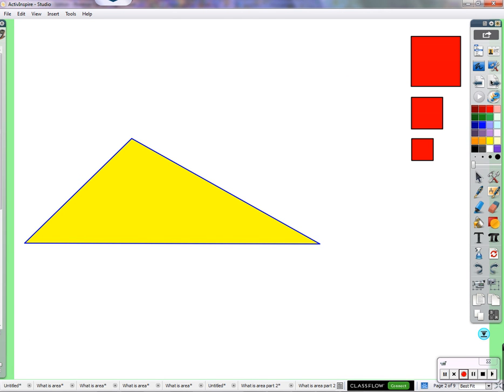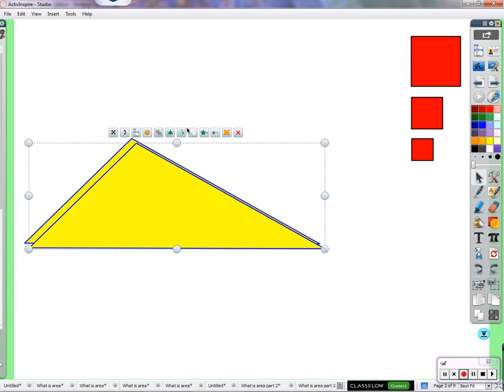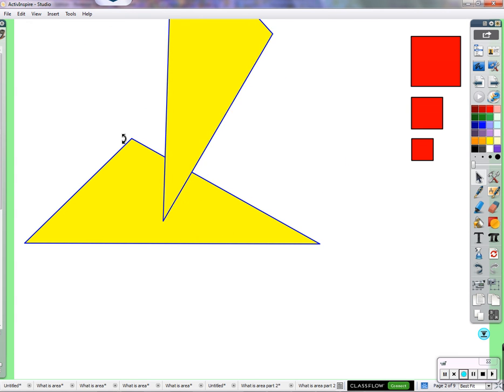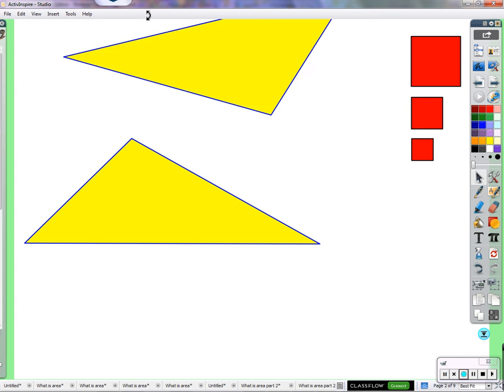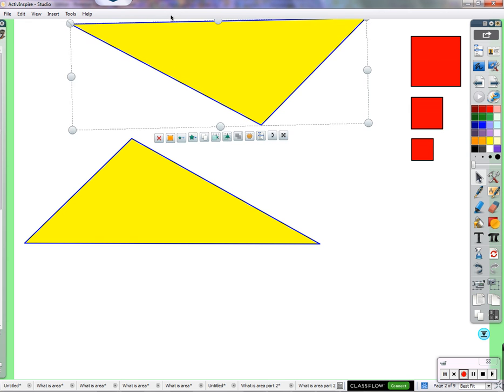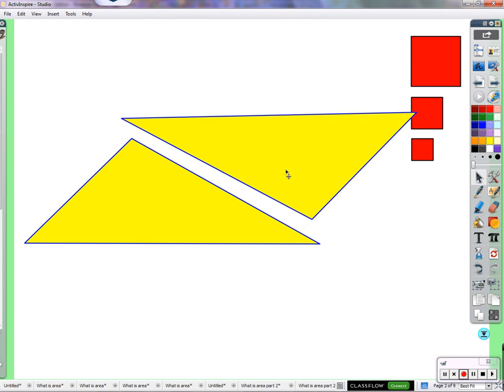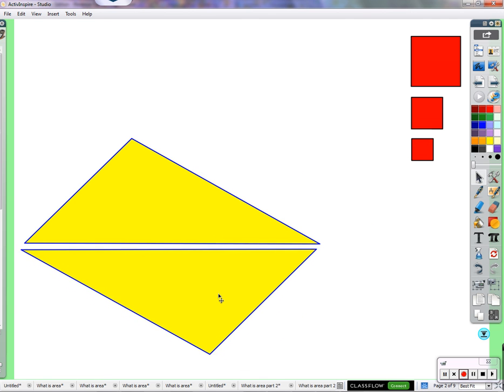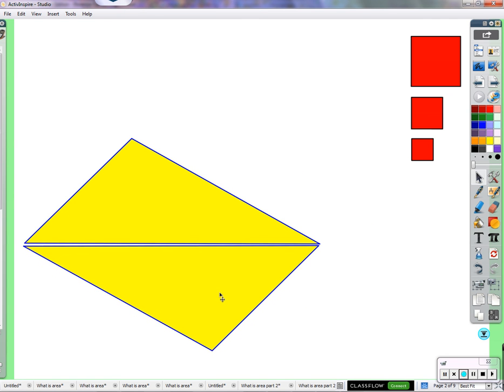You could duplicate another one of those. Okay, let's duplicate it. Connect it to this. Rotate it. Keep going. Yeah, right there. Like that? And then move it down. Like this? No. Or down here. That right there. Okay. What does that do? It makes a square.